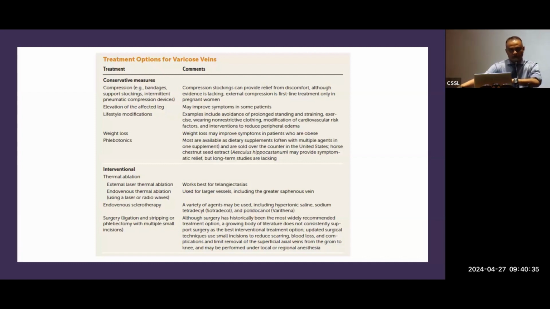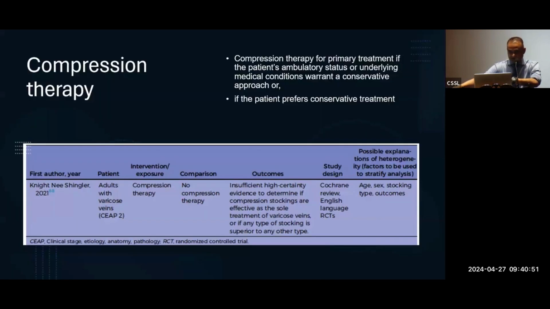How you decide which one is best suited for which patient depends, obviously, on the category, the C0 to C6 category, as well as the affected anatomy, whether it's truncal or non-truncal or junctional reflux and so on. So going one by one, this is the evidence in the guidelines about compression therapy.